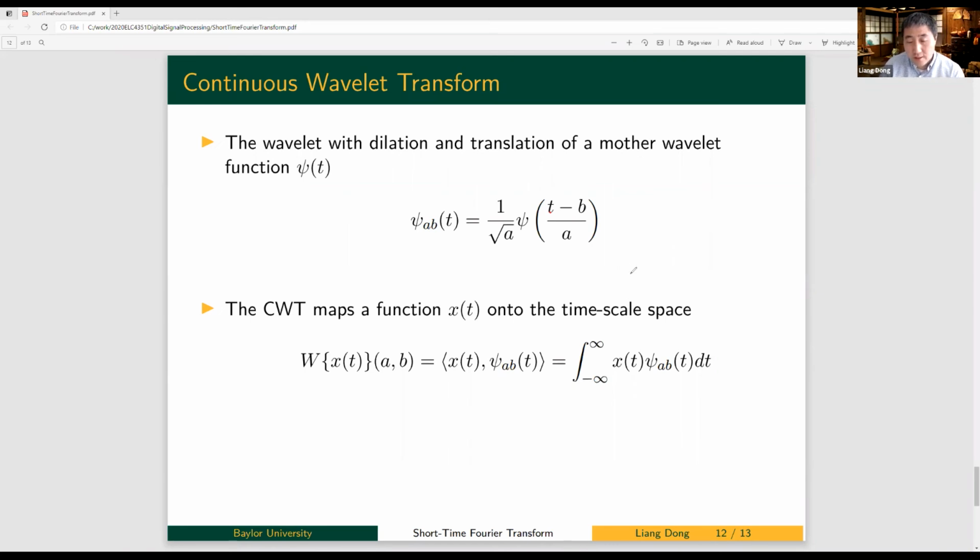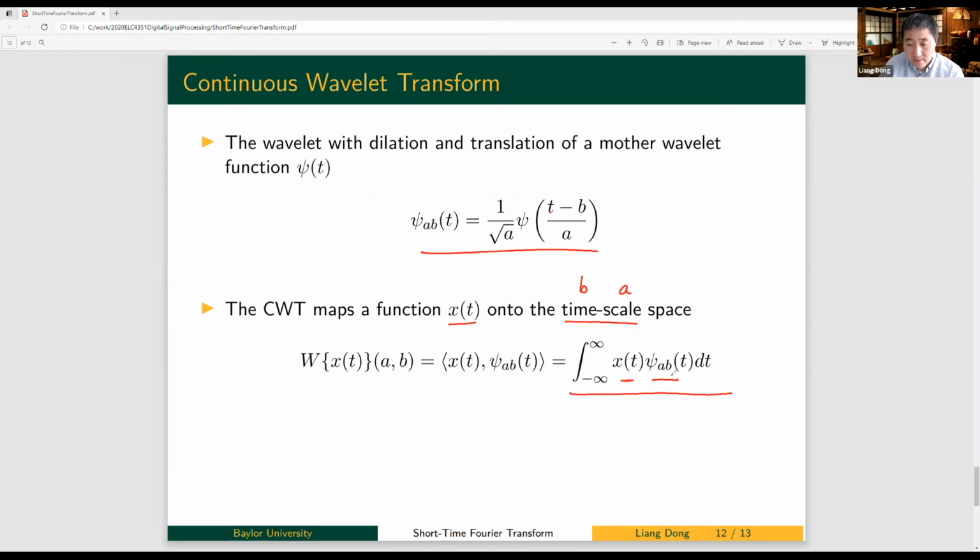So the continuous wavelet transform maps a function x(t) onto the time-scale space. So that's two variables. One is a and one is b, because b is time shifting. So this is time scale. a is dilation, so that is the scale. This is the scale variable. So we have here the integration of x(t) times this wavelet. Now this is not the mother wavelet, but the wavelet has changed with those two parameters a and b. It's taken in this format, and integration dt.